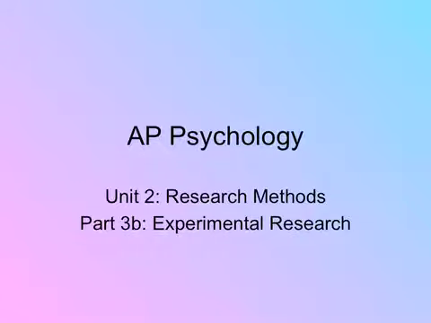Hi AP Psych friends, we are looking at Unit 2 Research Methods, and this is Part 3B on experimental research. So to review, you've watched a video on descriptive methods of research, you've watched a video on correlational methods of research, and now we're going to talk about the experiment.